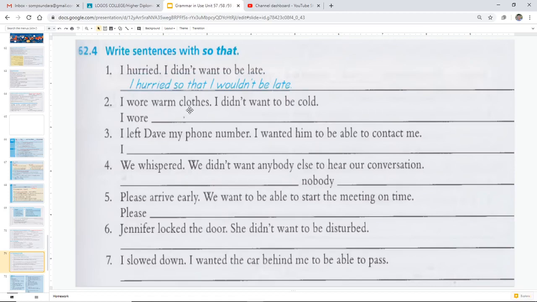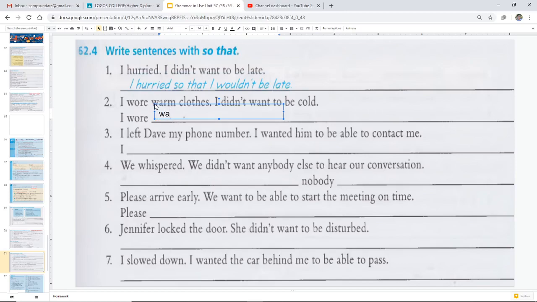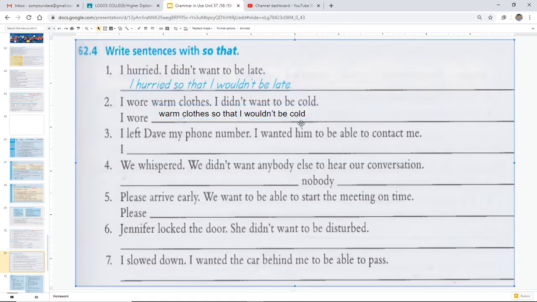And in this one, you want to write sentences with "so that." All right. I hurried. I didn't want to be late. So why did you hurry? I hurried so that I wouldn't be late. Let's do number two together. I wore warm clothes. Why? I didn't want to be cold. I wore warm clothes so that I wouldn't be cold. There you are.